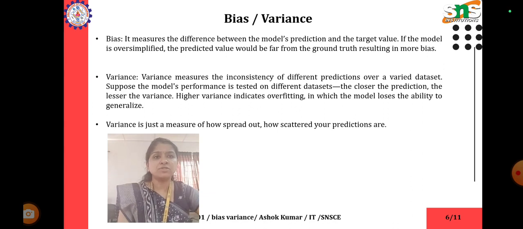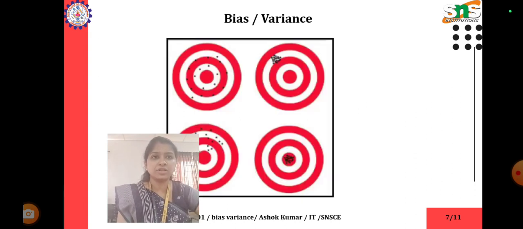Bias measures the difference between the model's prediction and the target value. If the model is oversimplified, the predicted value would be far from the ground truth, resulting in more bias. Variance measures the inconsistency of different predictions over a varied data set. Suppose the model's performance is tested on different data sets. The closer the predictions, the lesser the variance. Higher variance indicates overfitting, in which the model loses the ability to generalize. Variance is just a measure of how spread out, how scattered your predictions are.